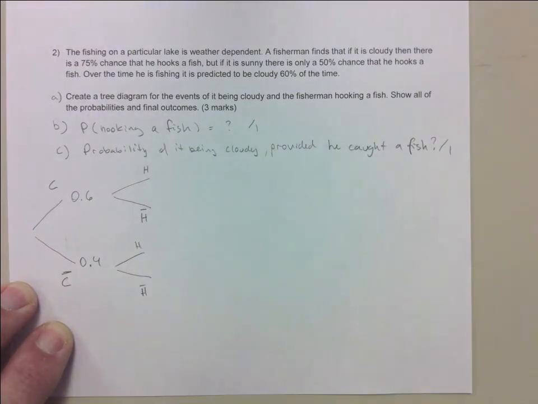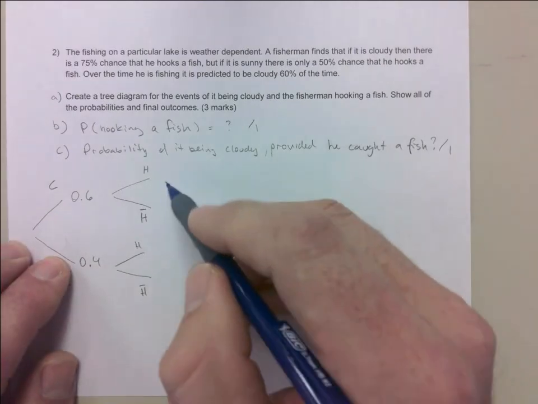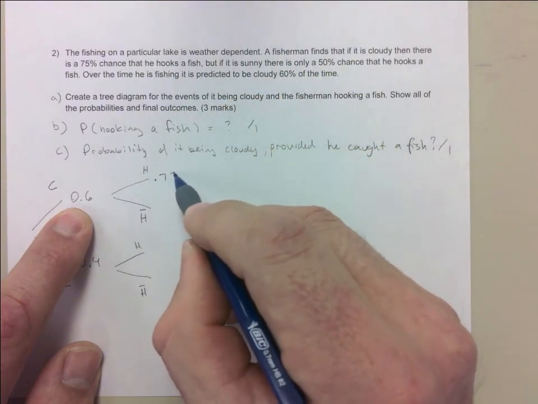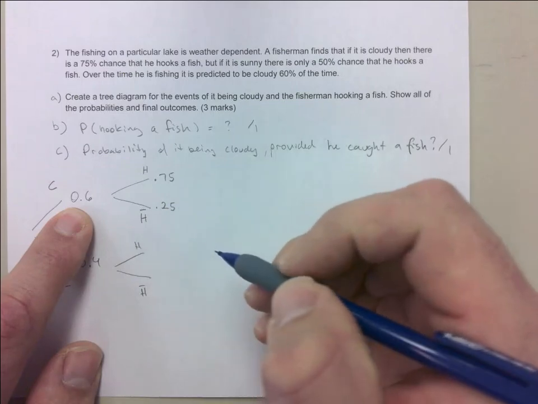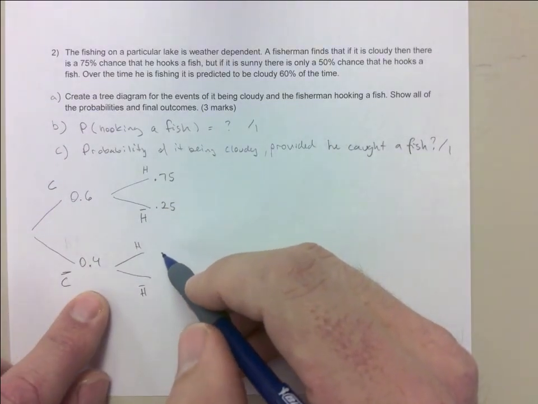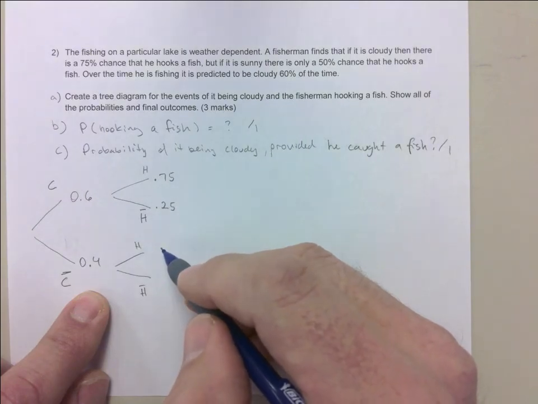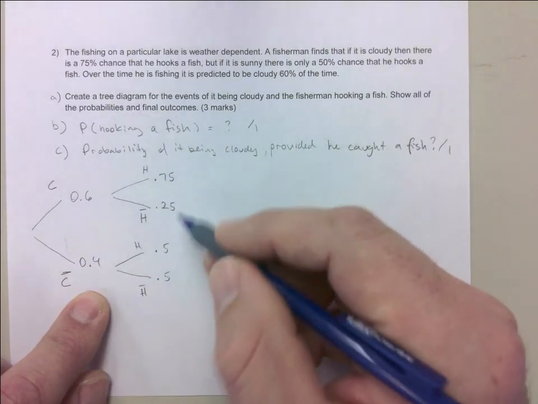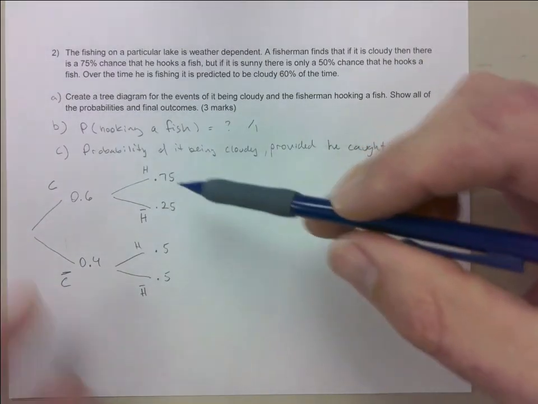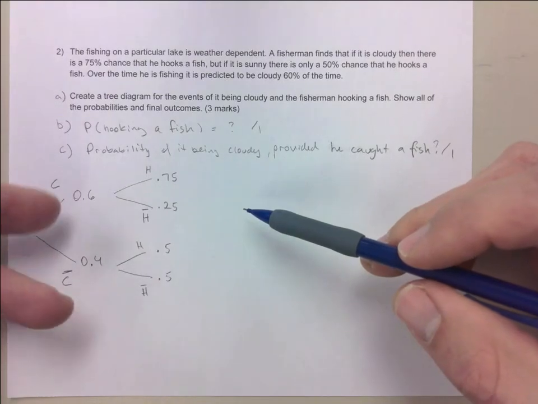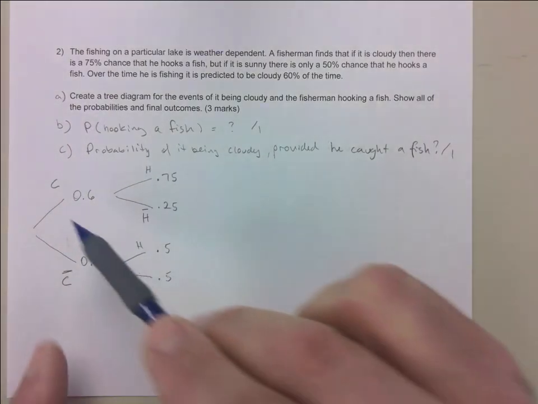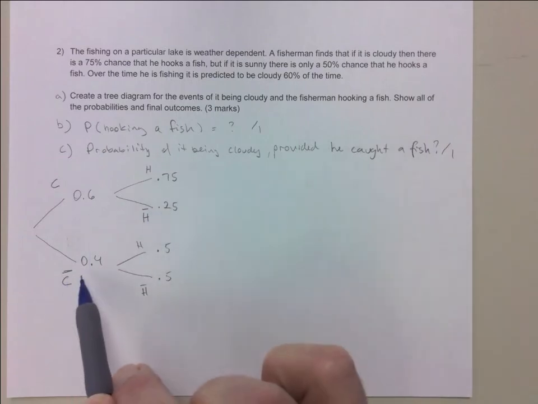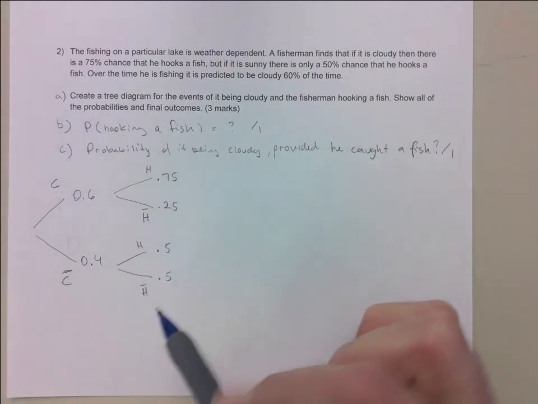Those are my two branches that go off of each one of the first ones, right? So when it's cloudy, there is a 75% chance of hooking a fish and therefore a 25% chance of not hooking a fish. When it's not cloudy, i.e. sunny, there's a 50% chance and therefore 50% chance. It doesn't matter if you have it in a different order, as long as your branches line up with what I have, like 0.6 lines up with these two numbers and 0.4 lines up with these two, you're fine.